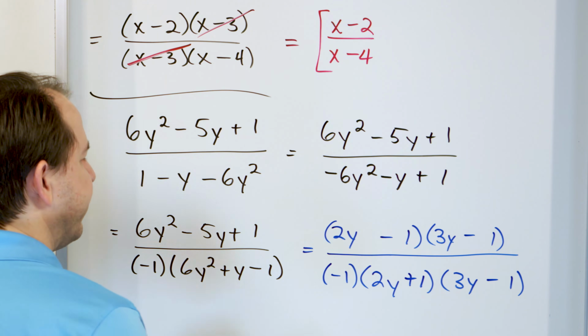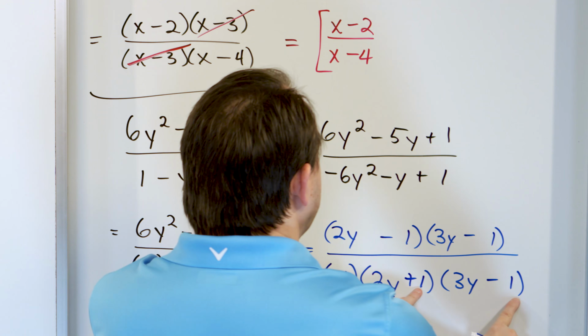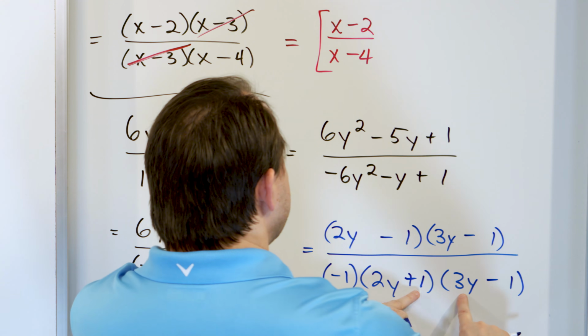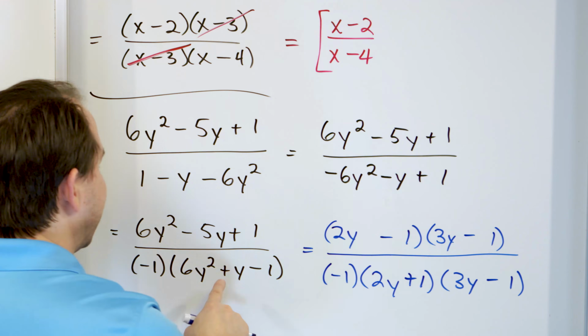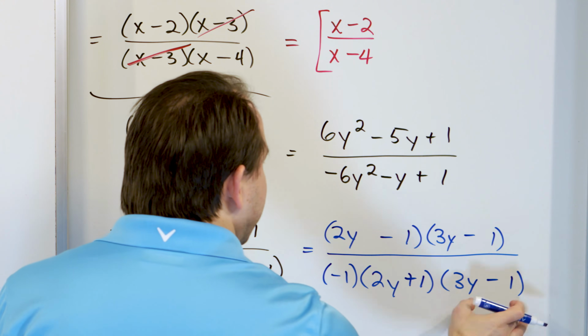And the way that you check yourself is you say 2y times 3y, 6y squared. 1 times -1, -1. Inside terms give me 3y. Outside terms give me -2y. Add them together, I get a positive y, which is correct. So then you can see right away you have a cancellation.